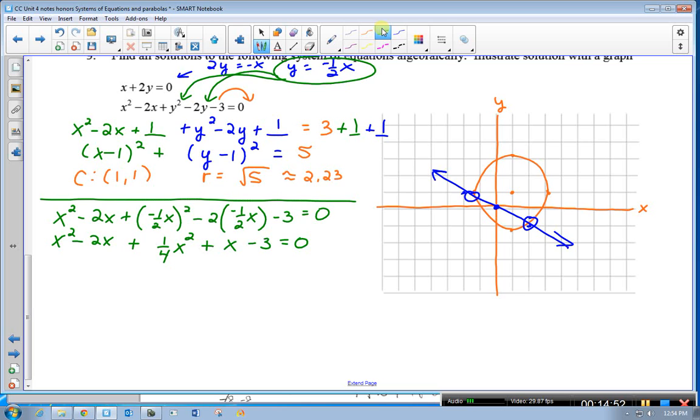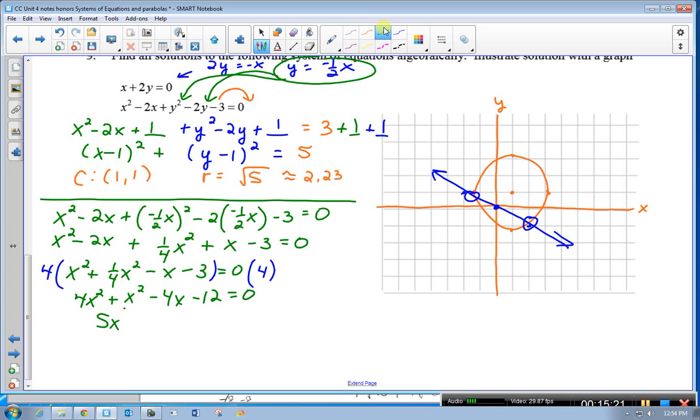So from there, x squared plus 1/4 x squared minus x minus 3 equals 0. I'm going to multiply both sides by 4. So I get 4x squared plus x squared minus 4x minus 12. So that's really 5x squared minus 4x minus 12.